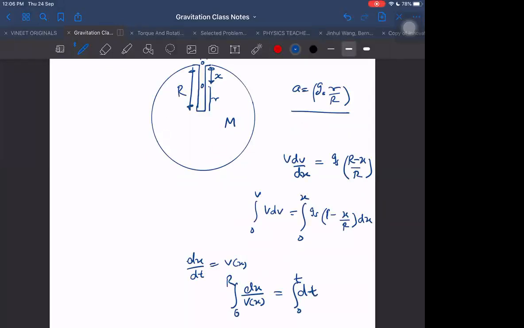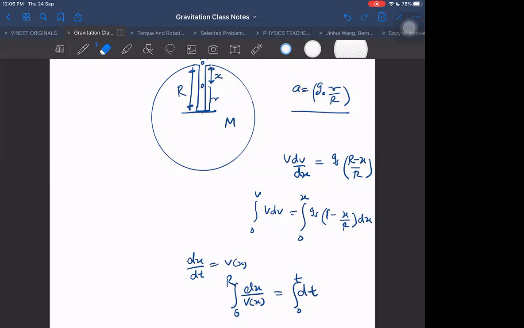But it can be done only up to the center. After that I will have to do something else. I have to do up to the center separately, and after that separately. The reason is, after that it is not accelerating, it is retarding, and the direction changes, sir. Then after that we have to do a separate analysis. Up to radius r we can do it in this way only.